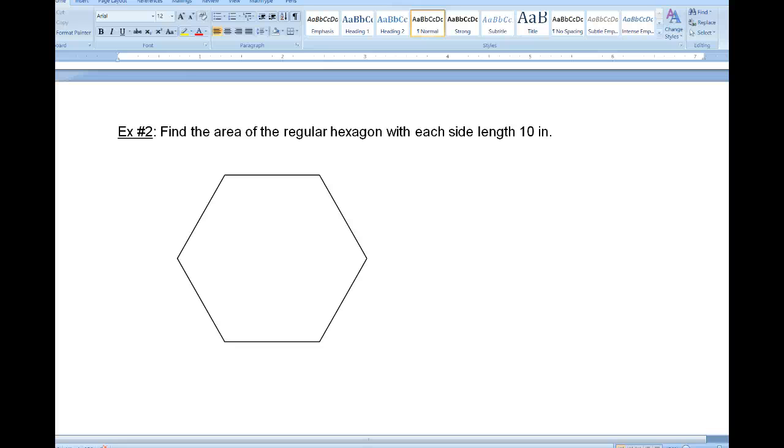Okay, find the area of a regular hexagon. Each side length is 10, so kind of imagine here's 10, 10, 10, and so on. Good, so we know the perimeter already. That's why I said that you could do the perimeter out of order. So perimeter is 60. So what do we need to figure out? We need to figure out the apothem.